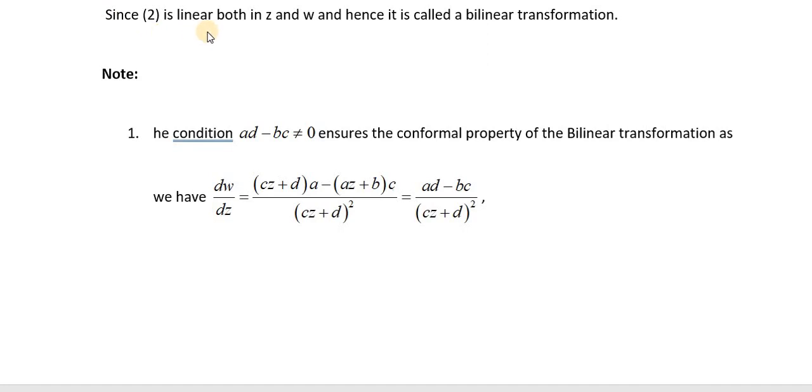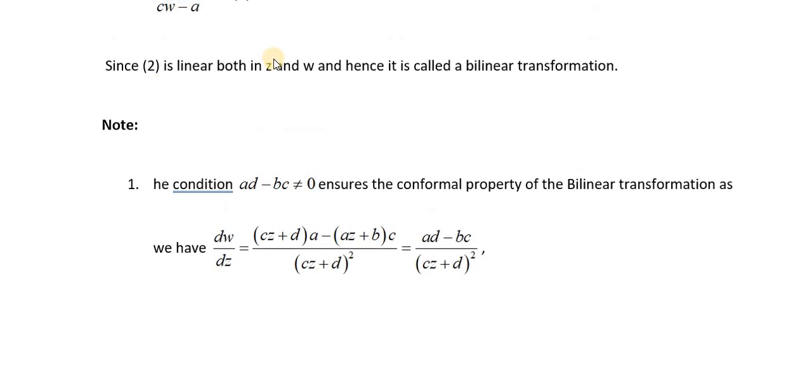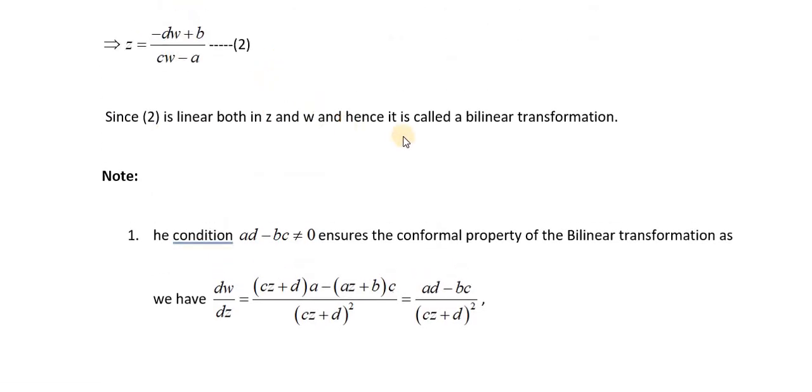Since equation 2 is linear in both W and Z, it is called a bilinear transformation. Observe here the power of Z is 1, the power of W is 1. That's why equation 2 is a bilinear transformation. Next, we have some properties of transformations.